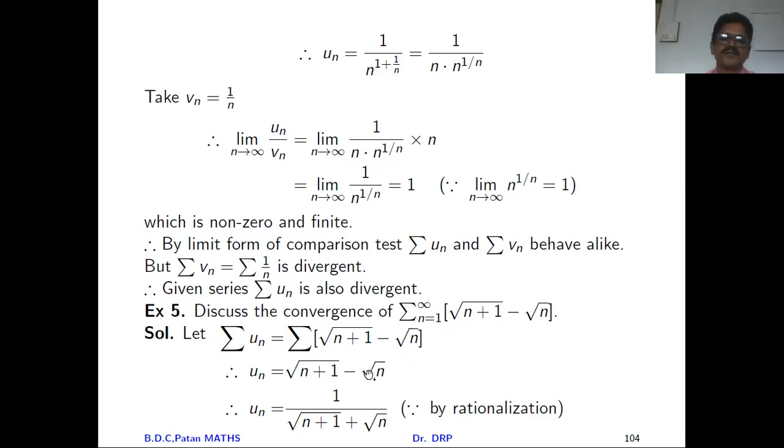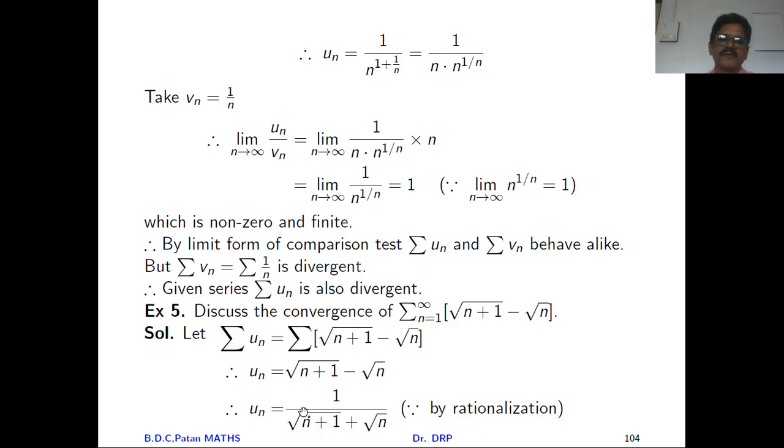Generally, if the expression is in the numerator or in the denominator, then in that case, friends, you rationalize the numerator or denominator. So you rationalize this. After rationalizing, it gives un equal to 1 upon square root of n plus 1 plus square root of n. In the numerator you will get n plus 1 minus n, and n minus n gets cancelled. There you will get 1 upon square root of n plus 1 plus square root of n.